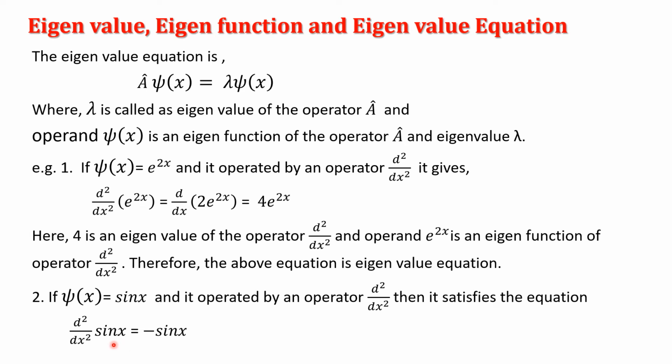Here sin x is a function. That function remains as it is, and it is multiplied by a scalar or constant term. That constant term is minus 1. Minus 1 is an eigenvalue of the given operator, and sin of x is an eigenfunction of the operator and eigenvalue, and therefore it again satisfies the eigenvalue equation.